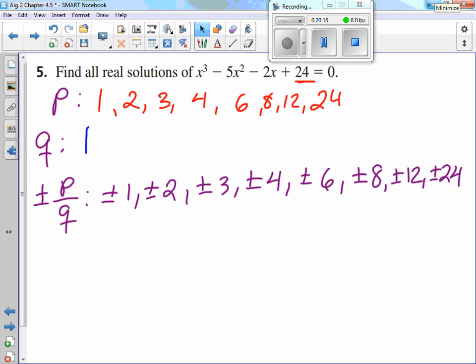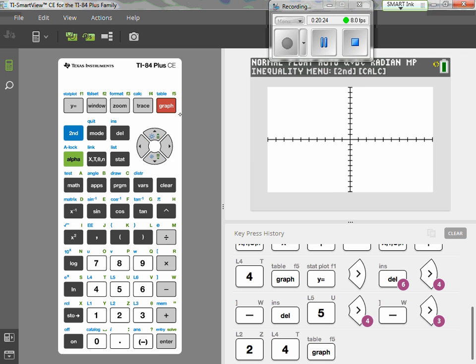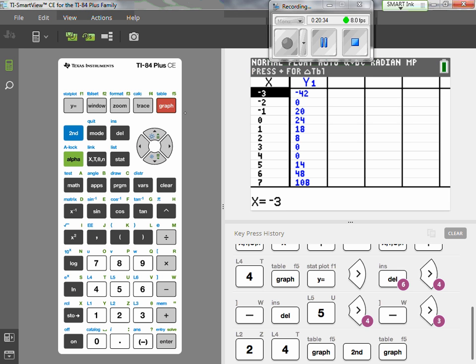Okay. And once we get this typed in, hit graph. It looks like it, but let's make sure. Let's do second graph. Negative 2, 3, and 4. We're done.